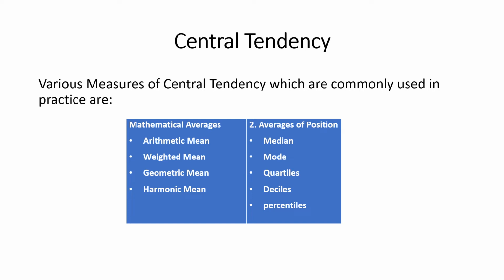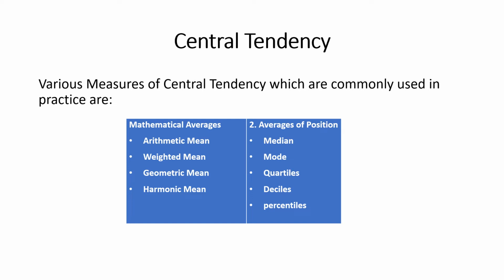Averages are the typical values around which other items of the distribution cluster. They are the values which lie between the two extreme observations, that is, the smallest and the largest observation of the distribution. And it gives an idea about the concentration of the values in the central part of the distribution.